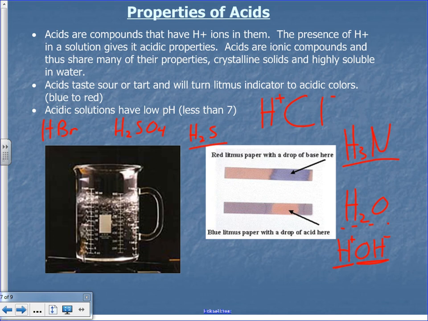All right. So acids have H+ ions in them. The presence of H+ in a solution gives it acidic properties. Acids are usually ionic compounds and thus share many of their properties. They are crystalline solids, they are highly soluble in water, and they will be your best conductors of electricity.